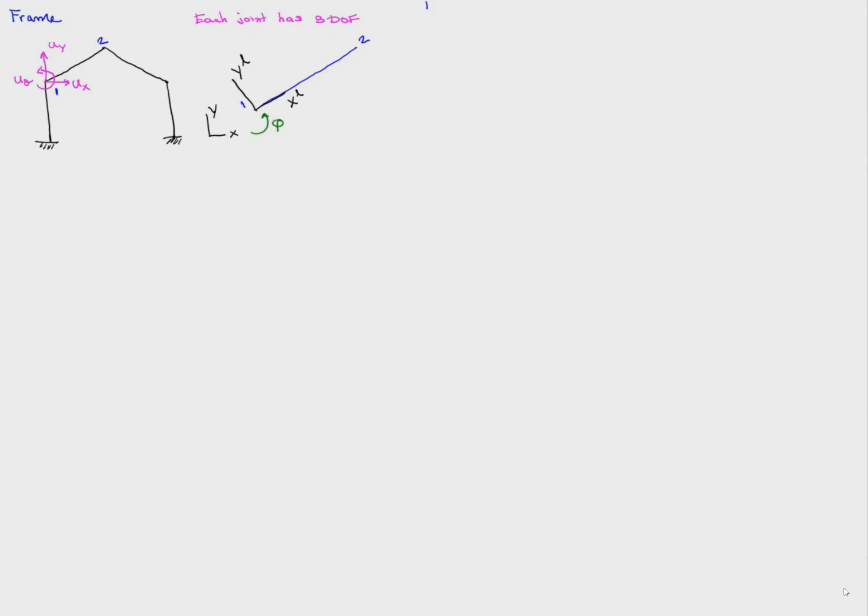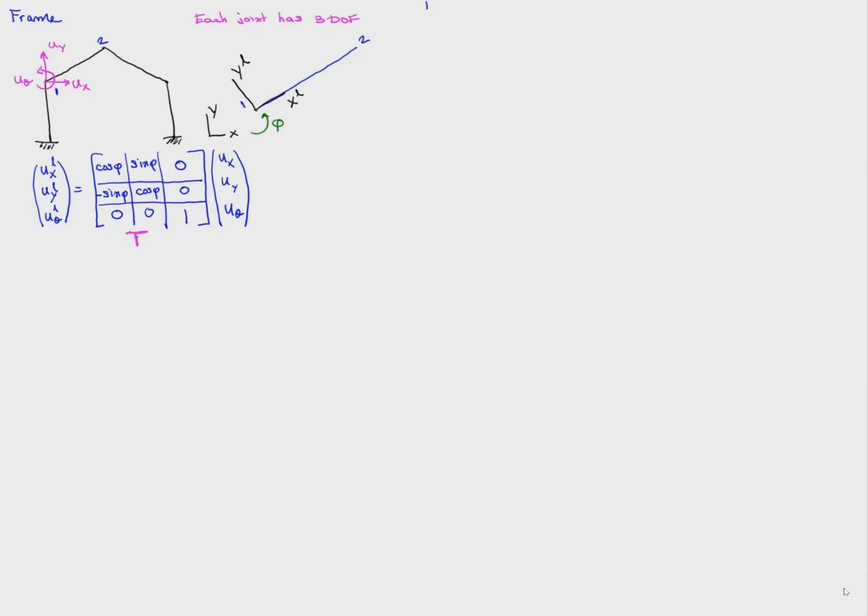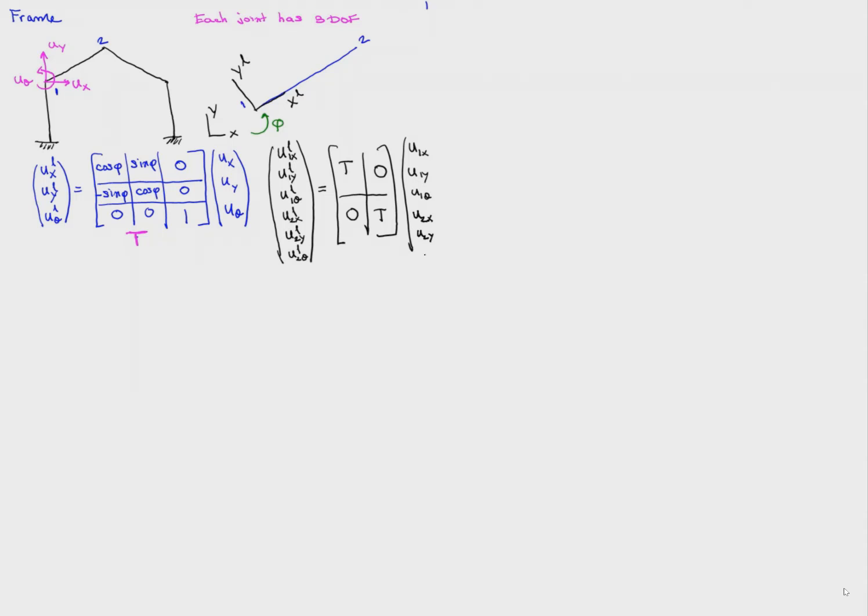Let's take a member. We look at 2 coordinate systems. One is a global coordinate system and one is a local coordinate system with the local X aligned in the direction of the member. And if we see what the relationship is between displacements in the local and global coordinate system, we get this matrix. And we've seen in the past how to construct such matrices by seeing what the matrix does to 1 0 0, 0 1 0 and 0 0 1. So let's call this matrix T, and so for the whole member we can assemble the transformation as the local displacement equals T times the displacement in global coordinates.